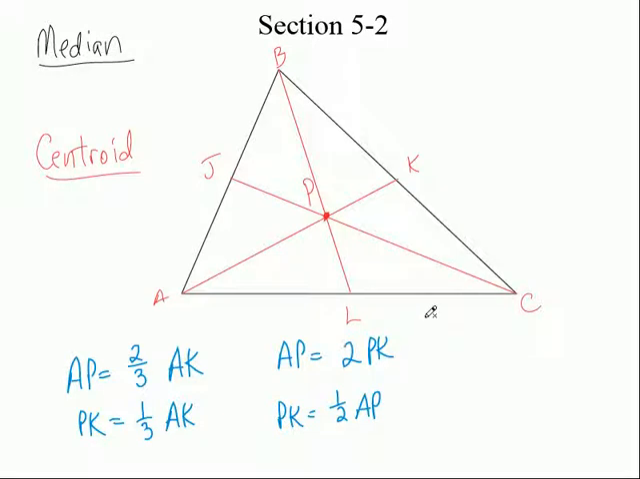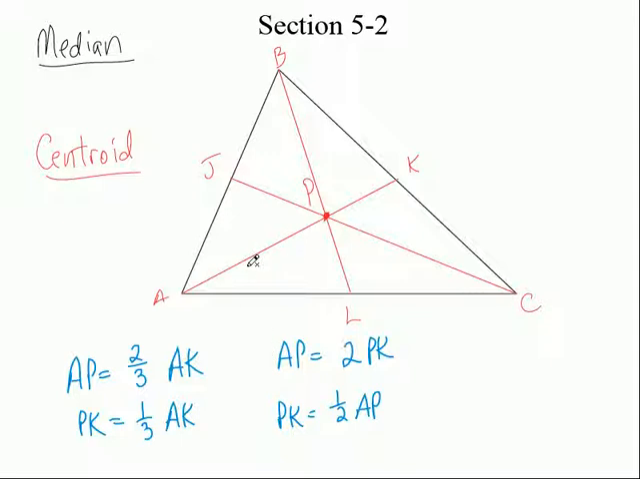And on an equilateral triangle, if this triangle was equilateral, PK would be equal to PL and PJ, correct? All the medians would be equal to each other if it was equilateral. But we don't know that it's equilateral, correct. All right, does that make sense?